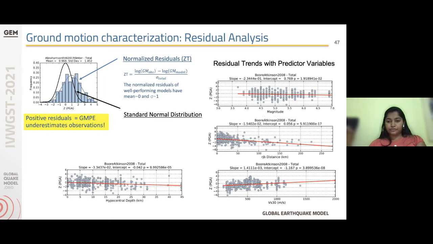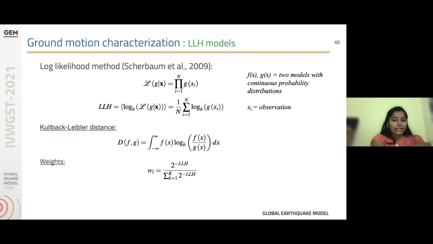So coming to the statistical tests, one of them is the log likelihood method. This method was earlier developed in 2004, and was later modified again in 2009.